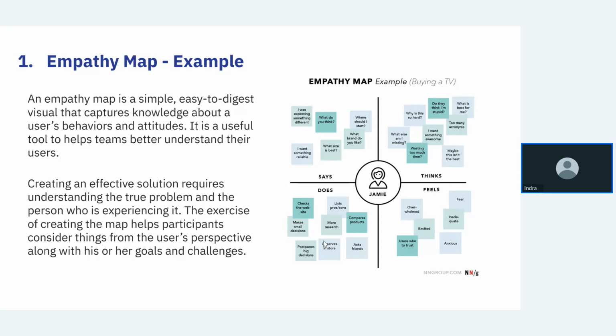Then does. What he does are the actions that Jamie takes. For example, he checks the website, he compares different products, he asks his friends, all such things he does. Then he feels. These are the emotions that Jamie is experiencing.